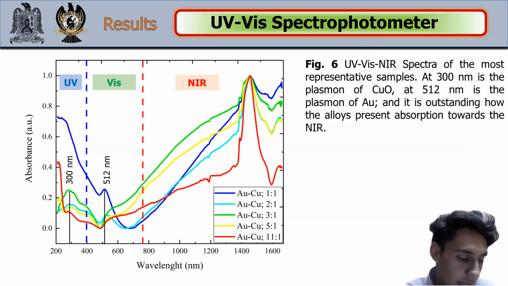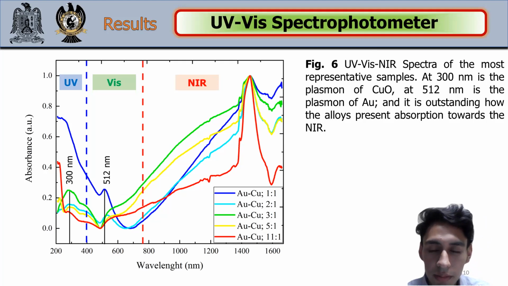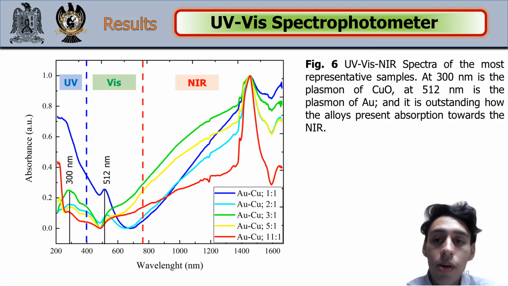Figure number 6 shows the absorption of the most representative samples. At 300 nanometers is the plasmon of copper oxide. At 512 nanometers is the plasmon of gold. And it is outstanding how the alloys present an absorption towards the near infrared.